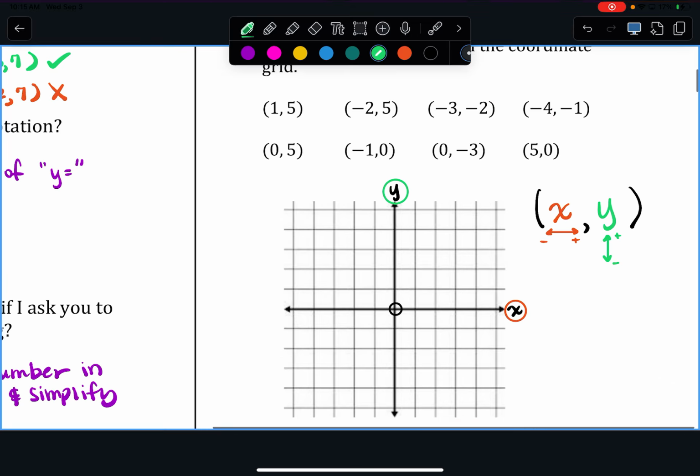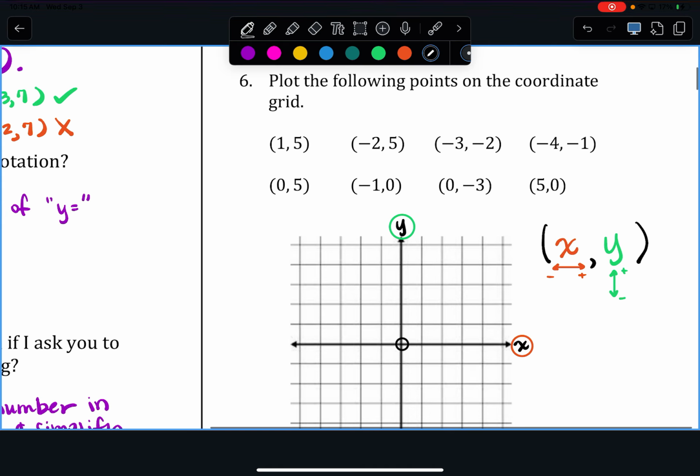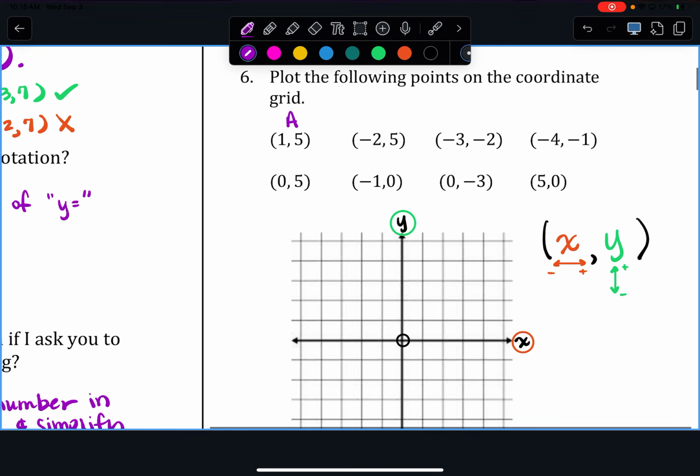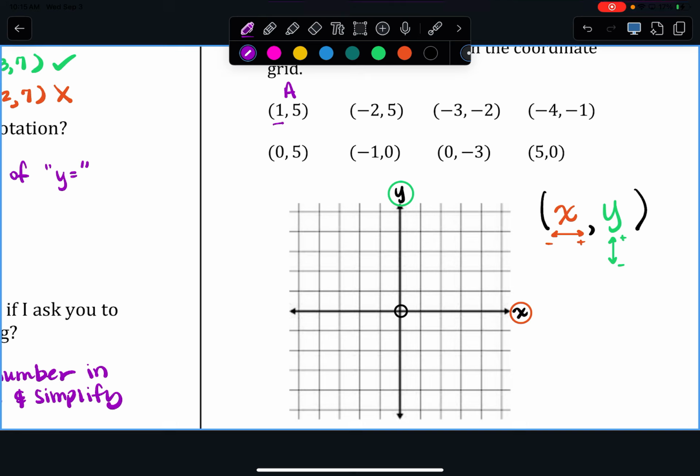So I'm just gonna plot these really quick. I'm going to put letters with them so we don't lose track of where they are. I'll try to use different colors here. Here we go. So A, I'm just going to call that point A, is at 1, 5. Well, that means right 1, up 5, because they're both positive movements. So I'm going to go right 1, up 5. 1, 2, 3, 4, 5, and that should land me right here. So I'm just going to label that point A.